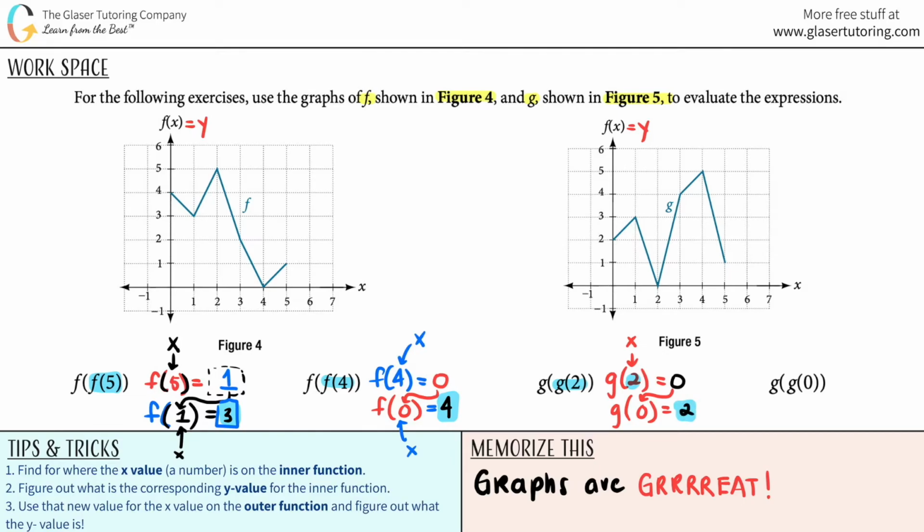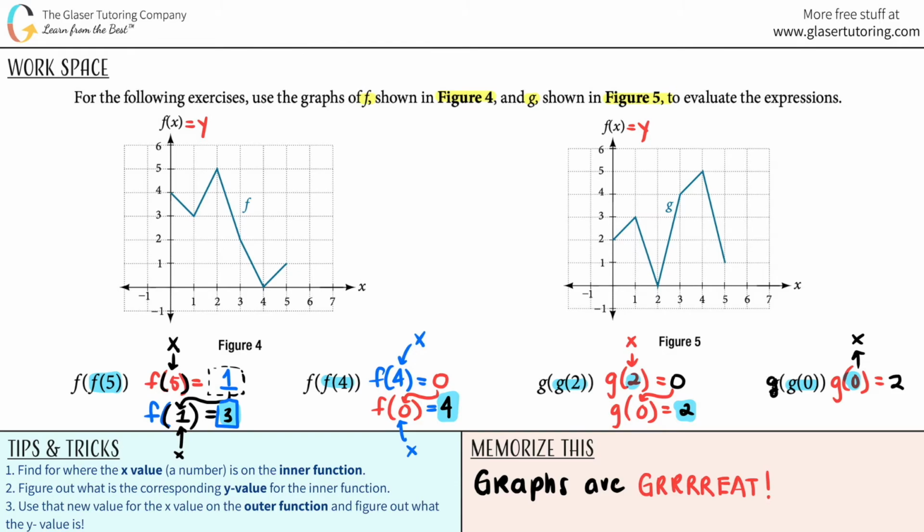Not bad. Last but not least, g of g of 0. Inner function is g of 0. So the 0 is the x coordinate, right? The 0 part. So that's right here. Okay, got to go all the way up. What's the y? 2. So that answers the first part.